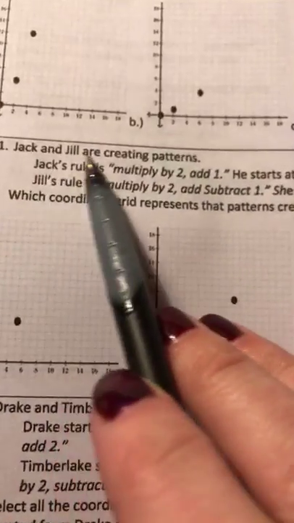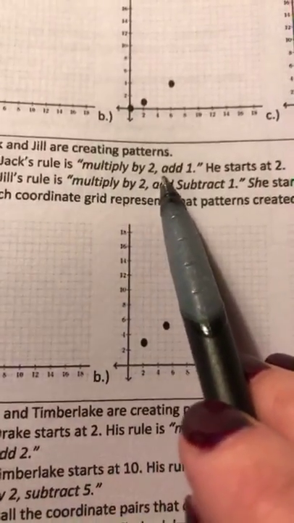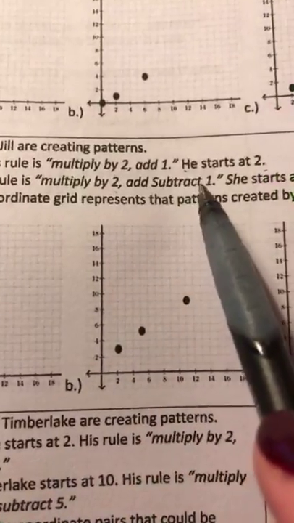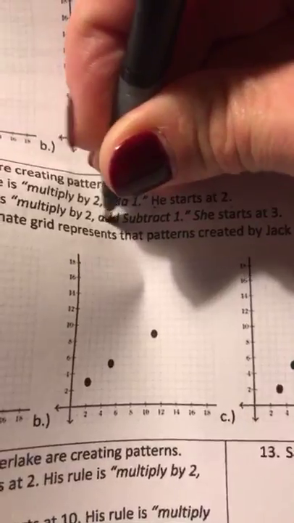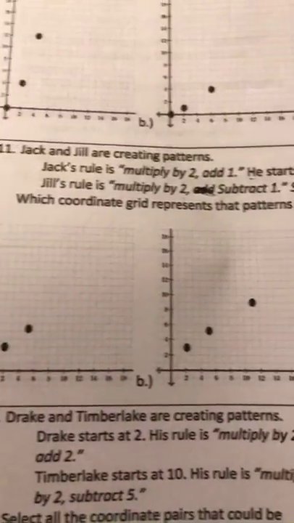So number 11 says Jack and Jill are creating patterns. His rule is multiply by 2, add 1. He starts at 2. Jill's rule is multiply by 2, it says subtract and add, and we said in class that, whoops, Miss Foreman made an error. Just get rid of the word add. Subtract 1, she starts at 3. Which coordinate grid represents the pattern created by Jack as compared to Jill?